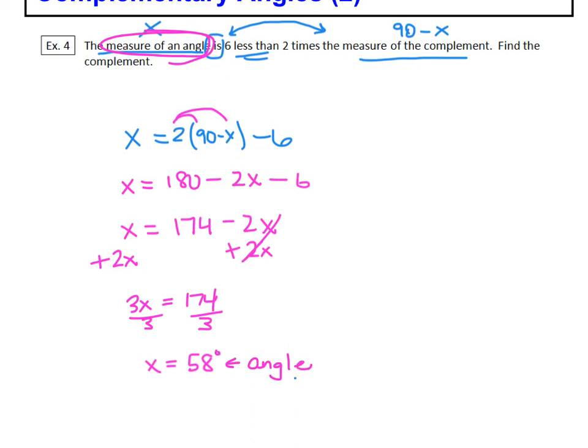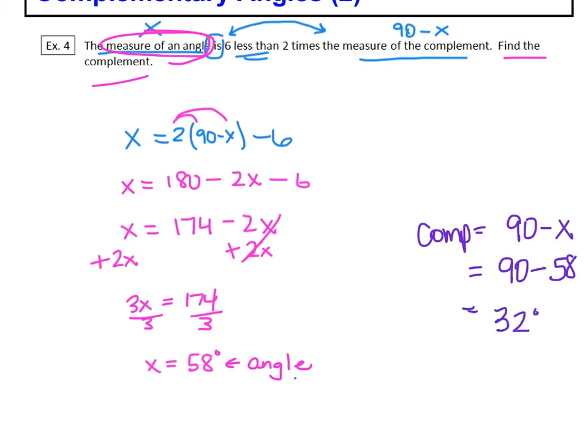And the question says find the complement. So the complement is going to equal 90 minus x. So 90 minus, we know that the x is 58 degrees, and that leaves us with 32. So 32 degrees is our complement.